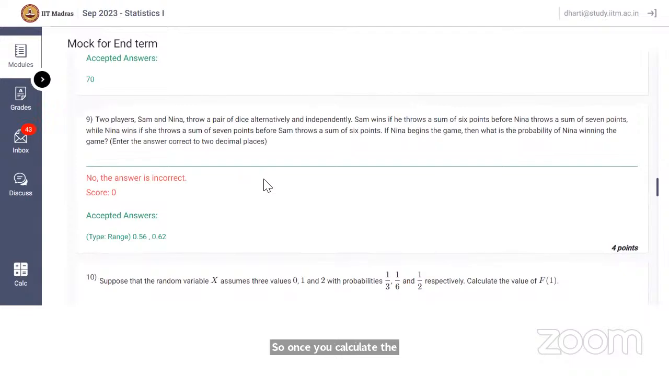Two players, Sam and Nina, throw a pair of dice alternately and independently. Sam wins if he throws the sum of 6 points before Nina throws the sum of 7 points, while Nina wins if she throws the sum of 7 points before Sam throws the sum of 6 points. If Nina begins the game, then what is the probability that Nina wins the game? Okay.